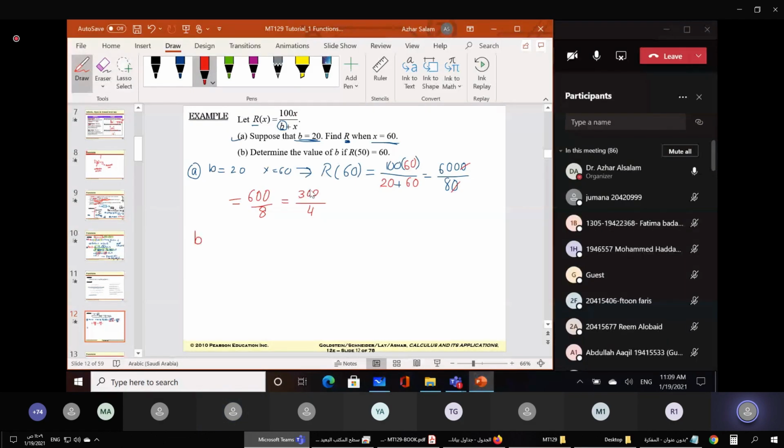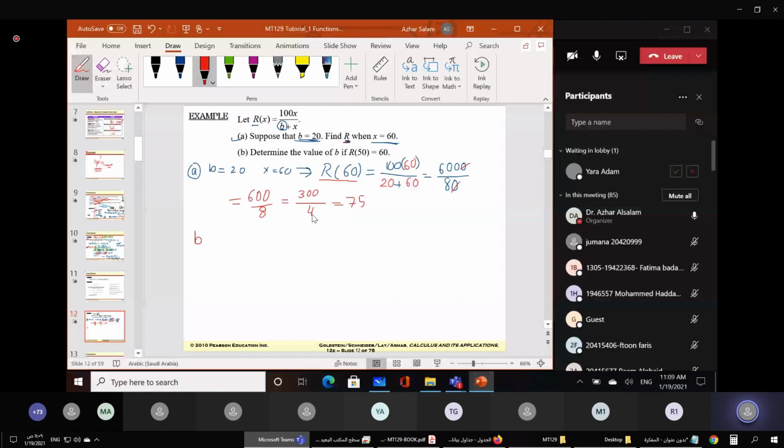Okay, this is the value of r. This is find r. So I find r of 60, which is 300 over 4. You can divide it by... how much? 75. Yes, 75. You can actually leave it like that, but when you have multiple choices, you might have it simplified until 75.